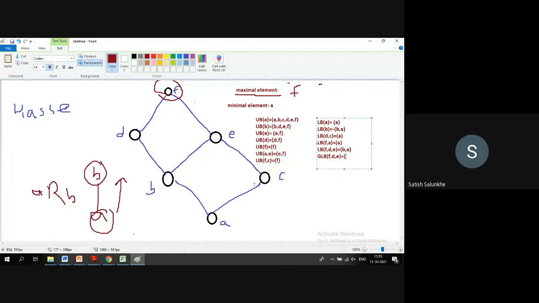So the greatest lower bound is what? In this, what is the element to which all other remaining elements are related? B is the element to which B is related as well as A is related. So the greatest lower bound is B.